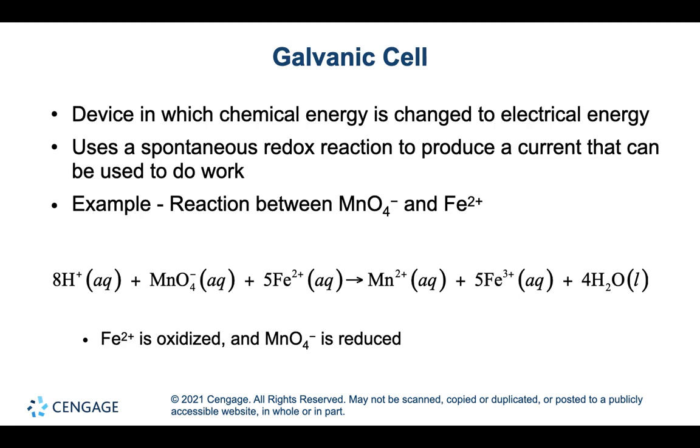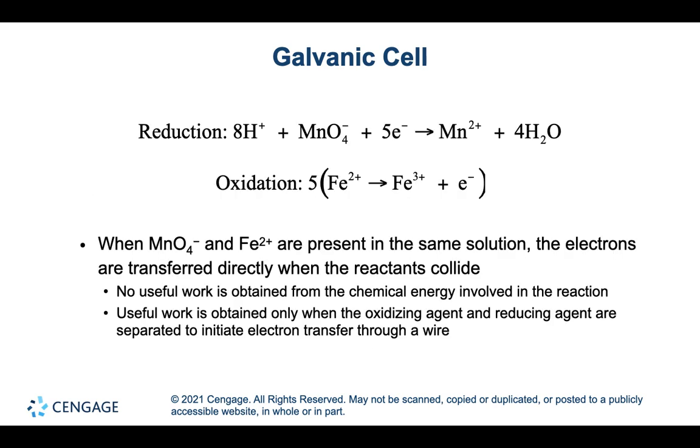5Fe plus 2s. Now, if you put permanganate and iron plus 2 together in a beaker in the same solution, the electrons are just going to transfer directly from one chemical to the other. That's not going to get you any useful work.